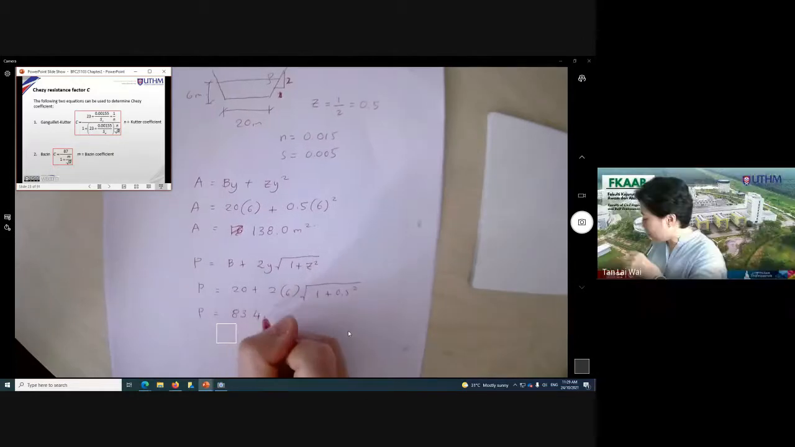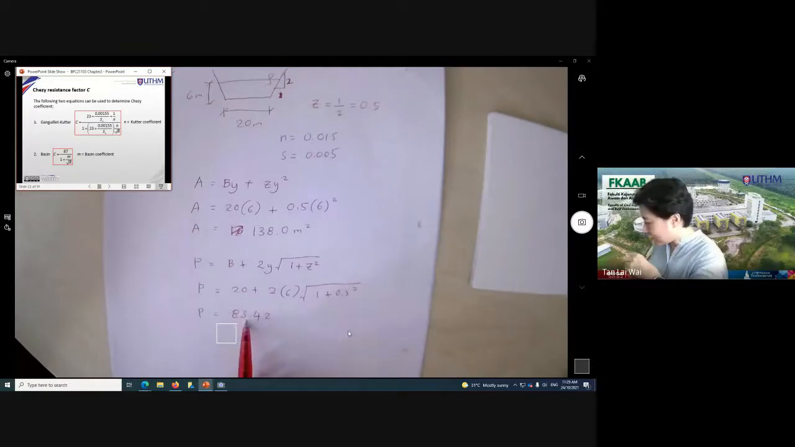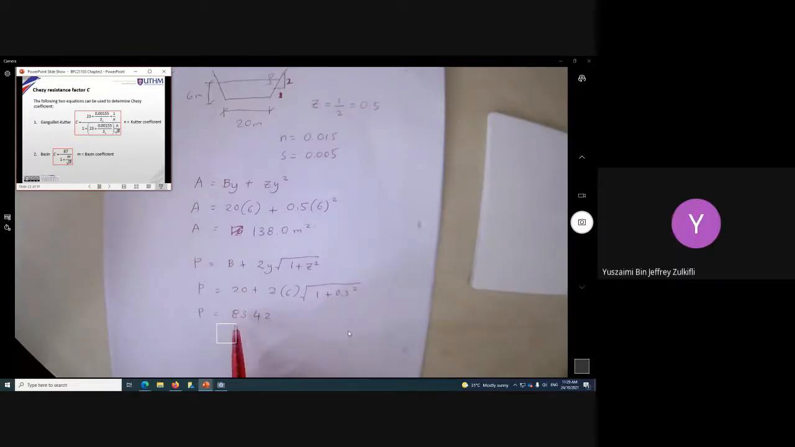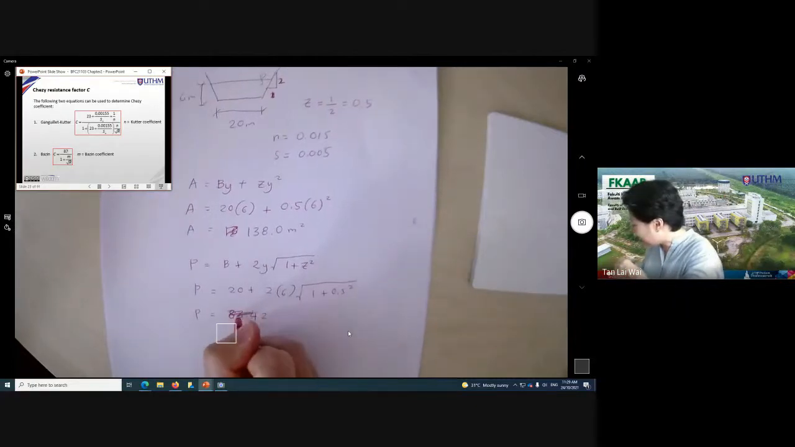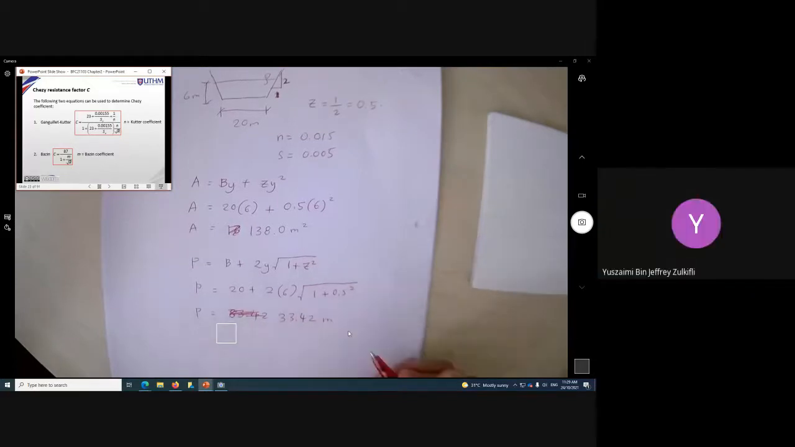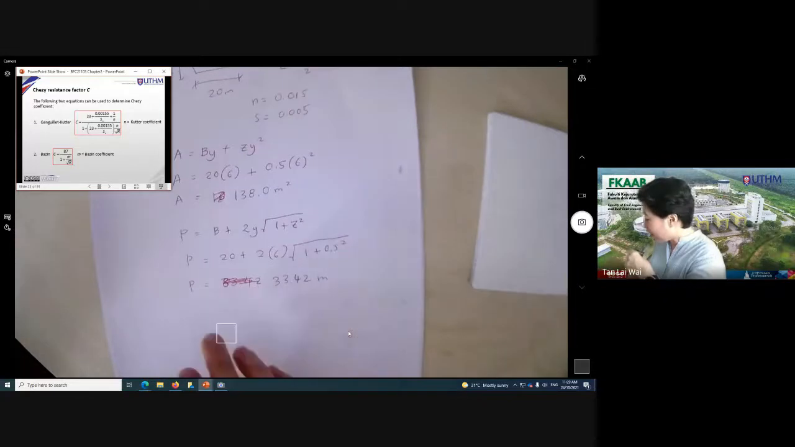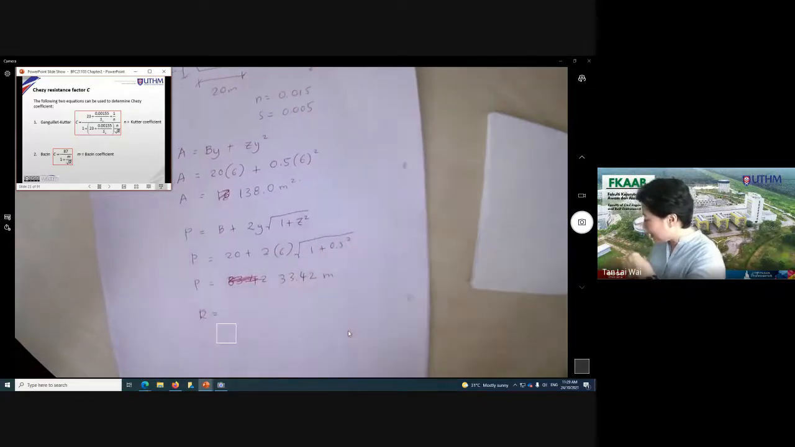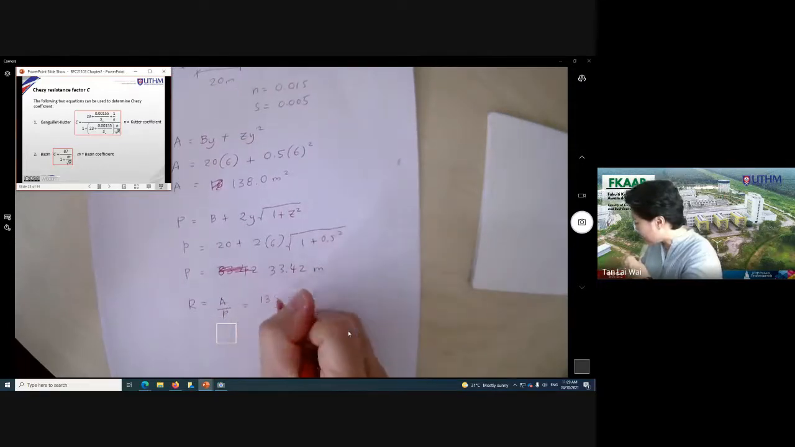33.42. Okay, thank you. So it's 33.42. Correct. Okay, please continue. So I already have this. Now, in case I want to calculate my hydraulic radius straight away, could you give me the value of hydraulic radius, please?